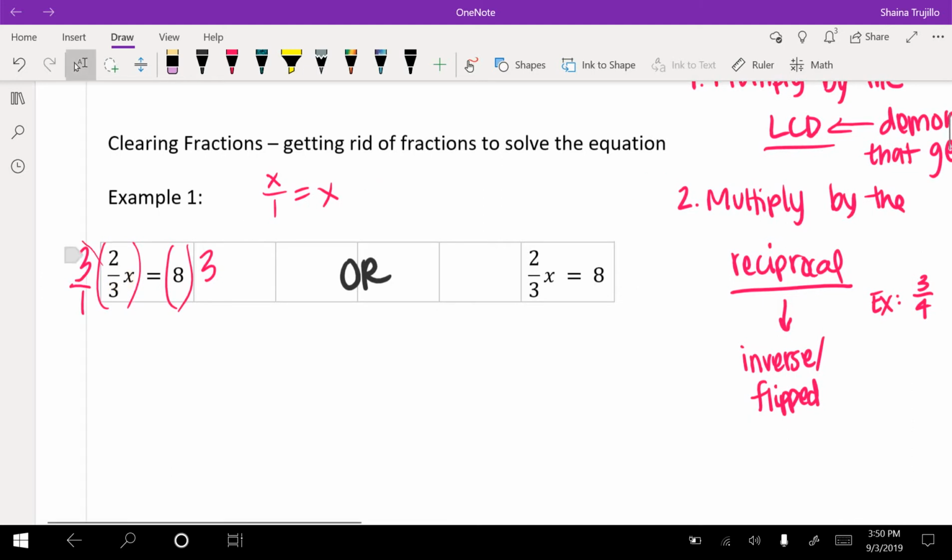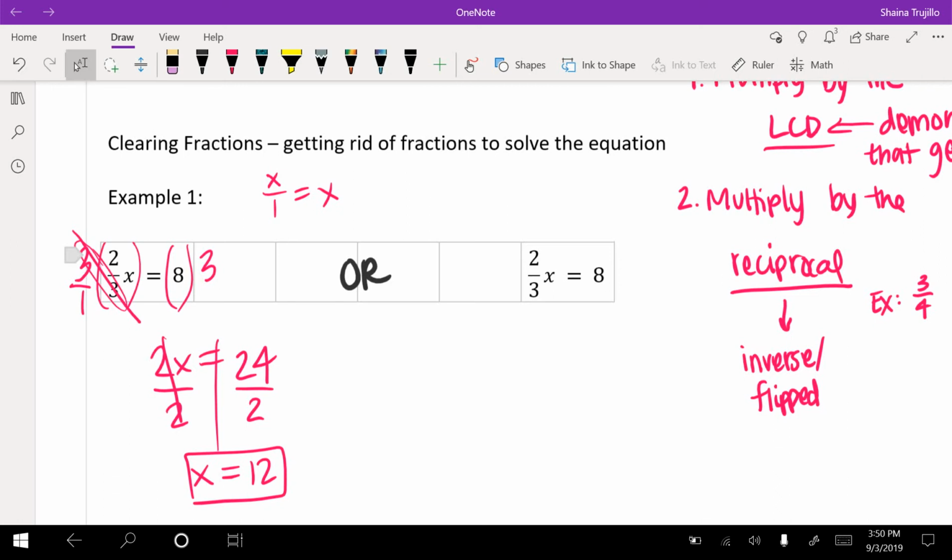I am going to cross multiply, and those 3's cancel out. So I am left with 2x/1. But since I know that anything over 1 equals itself, I know that's really just the same as 2x. And 8 times 3 is 24. Now I want to try to get x all by itself, so I'm going to divide by 2 on each side. So I'm left with x equals 12.